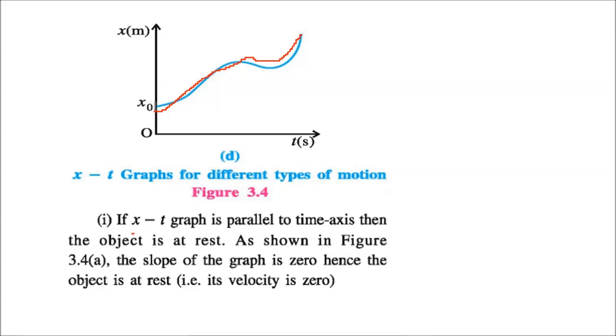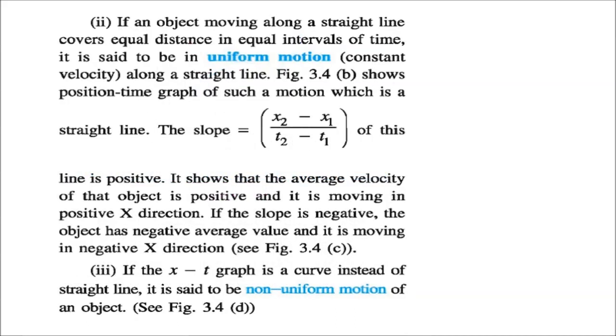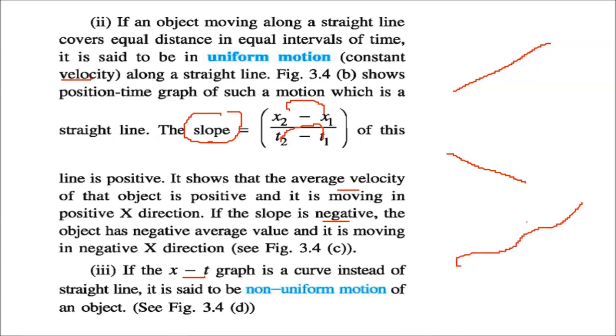So in the first case, the xt graph, as we said, the line is parallel to the time axis, so the object is at rest. So the slope will be 0 because the velocity is 0. In the second case, as I described, the motion is uniform, that is, it has a constant velocity. So it was x2 minus x1 by t2 minus t1. This was the slope, and this slope is nothing but the velocity. This is the average velocity of an object. It is positive because it is moving in the x direction. And the slope is negative when the object has negative average velocity and it is moving in the negative x direction. The xt graph of any curve, instead of a straight line, we call a non-uniform motion of an object.